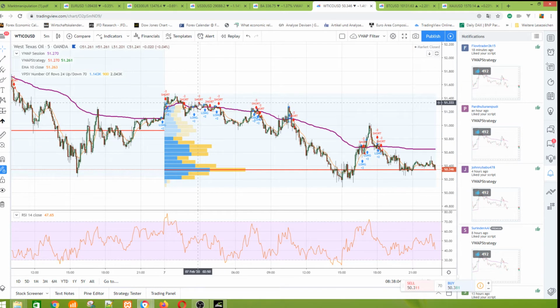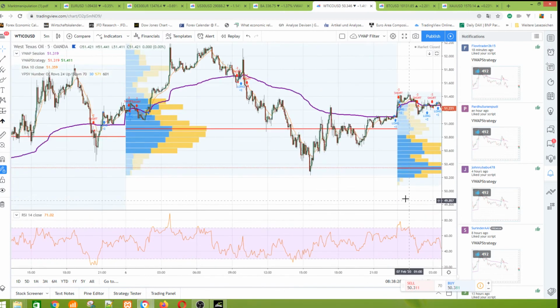You have somehow some clear signals. You are over the VWAP, you break down, quite clear here. You get back, you get a short signal and a very long short signal. You get back, you get a short signal, and mostly very clear. And also here you have long signals.